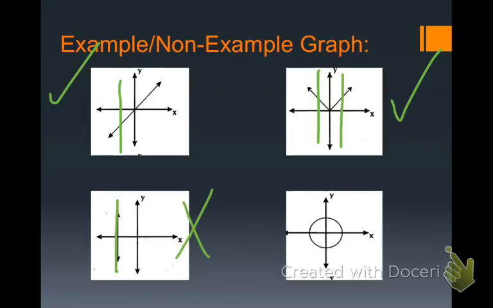A circle is another example of a non-function because anywhere you draw a line, it's always touching it in more than one place. To make sure you understand what I'm saying, see how this first line I drew is touching it down here and up here? That is what can't happen with the vertical line test, so that is not a function. And that's it for this section.